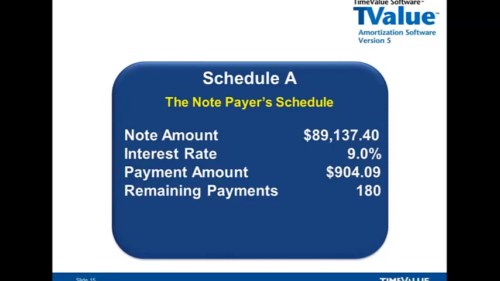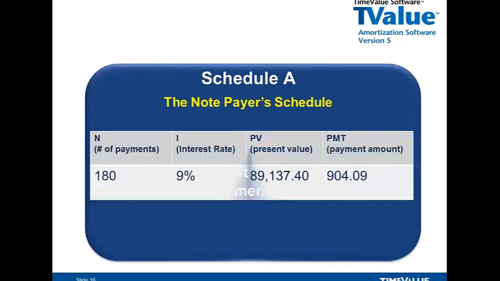And this is a different note, but let's say this one's $89,137 as balance at 9%. Payment is $904.09. There are 180 payments remaining. So it looks like this. I can back into any one of these variables to verify whether this information is accurate.